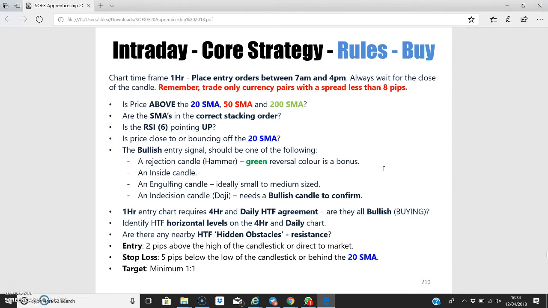1 hour chart entry requires 4 hour and a daily higher time frame agreement. Are they all bullish? Identify higher time frame horizontal levels on the 4 hour and daily chart. Are there any nearby hidden obstacles, resistance? Entry 2 pips above the highs of the candlestick or direct to market. Stop loss 5 pips below the low of the candlestick or behind the 20 moving average. Target minimum 1 to 1.